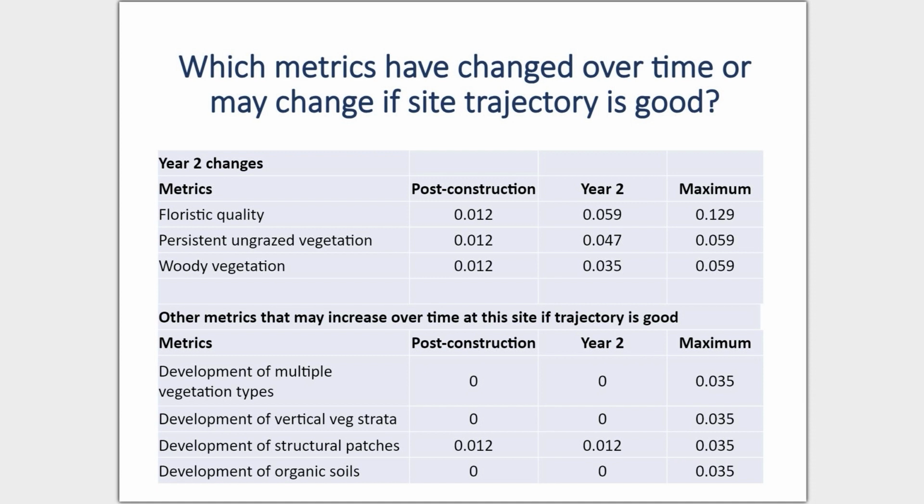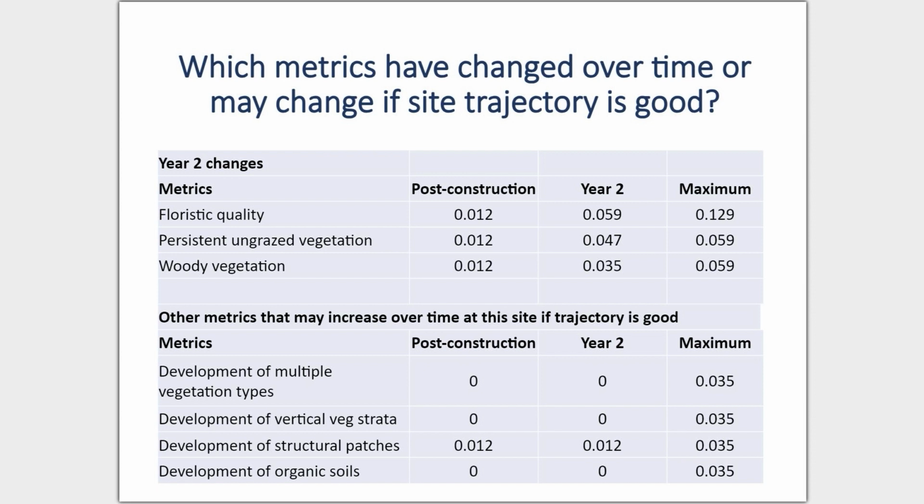So post-construction, it was 0.012. By year 2, it was up to 0.059, but the maximum is 0.129, so there's another bunch of points you could get there. Persistent ungrazed vegetation was also not maxed out. There's more room for that metric to grow. And woody vegetation, lots more room for that metric to grow as well.